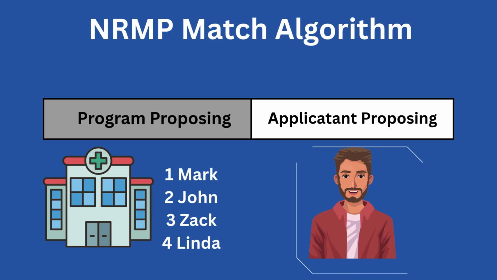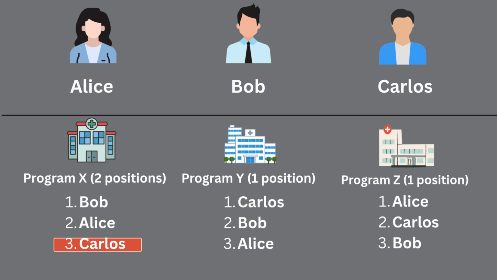Don't try to game the system by ranking where you think you'll match. The algorithm protects you from being placed at lower-ranked programs unnecessarily. This mechanism is why the NRMP emphasizes honesty in ranking. It's built to reward your true preferences. Real-world example for visual representation.